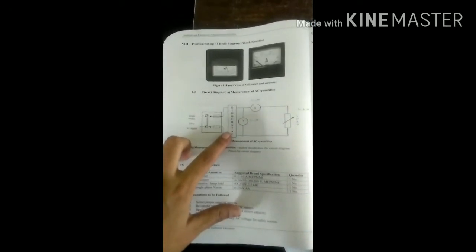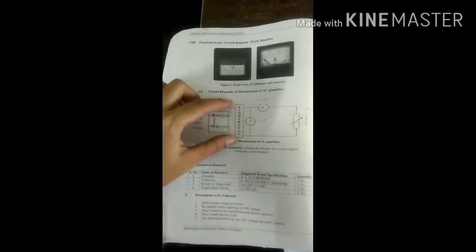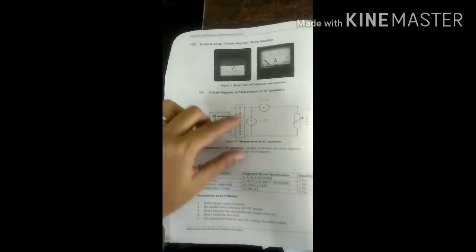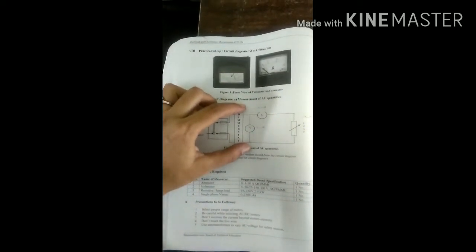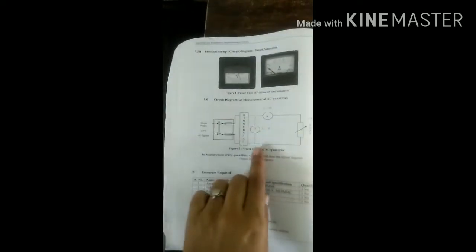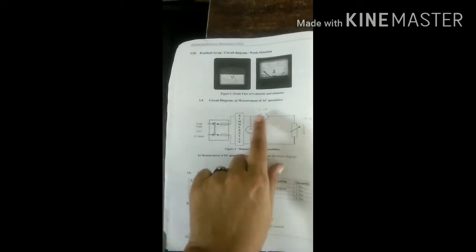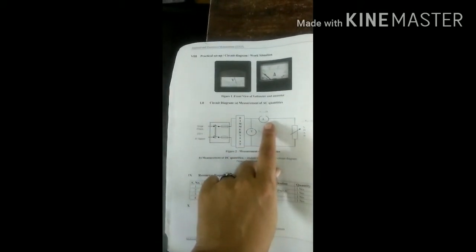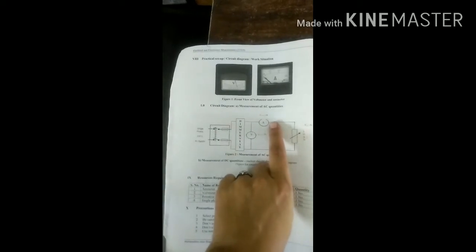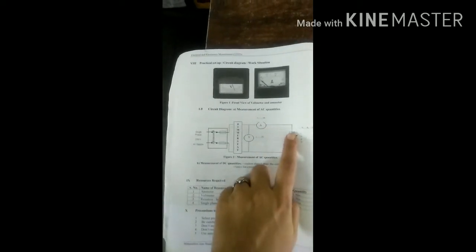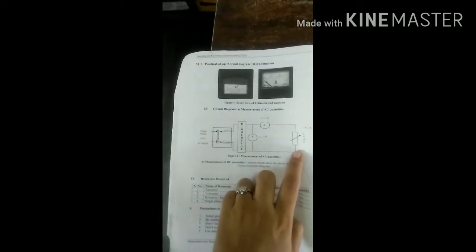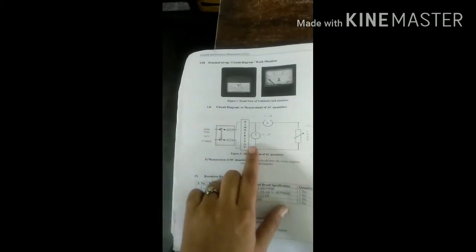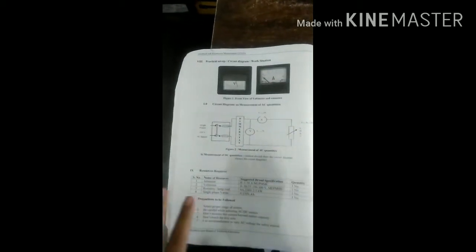This is the rheostat. You have to connect the rheostat parallel to the supply. Next is the voltmeter, which is connected parallel with this rheostat. Next, the voltmeter is connected in series with the ammeter, and the negative terminal of this ammeter is connected to the load. And next, the negative terminal of this load is again connected to the voltmeter. So this is the circuit diagram for measurement of AC quantities.